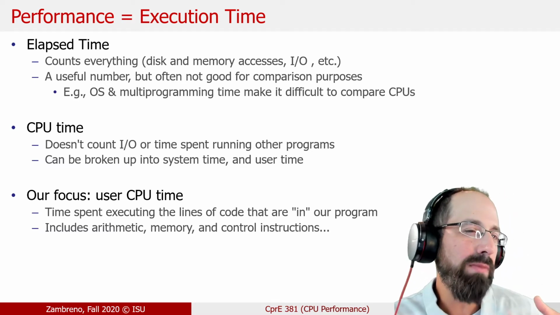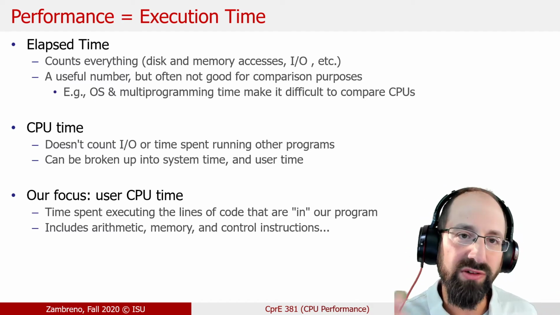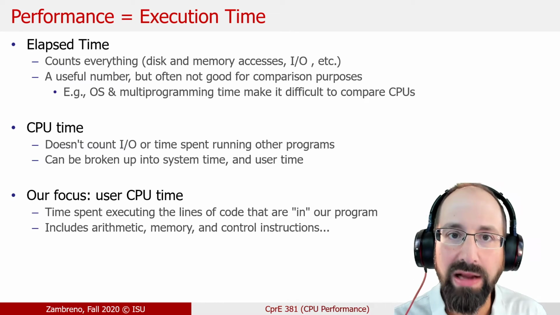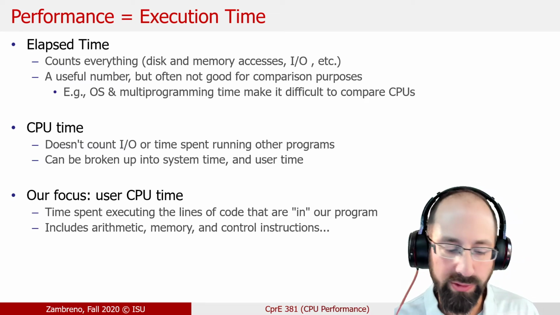When we're looking at these microarchitectural design decisions, we need to look at a little bit of a lower level and sort of isolate what's happening on a cycle by cycle basis in your processor. That's what the user CPU time is going to help us with, and that's what we're going to primarily focus on.